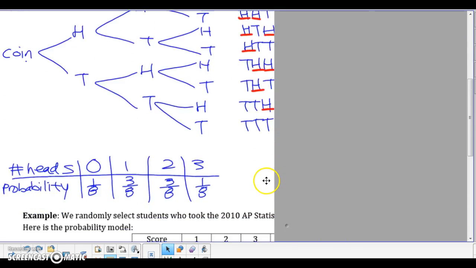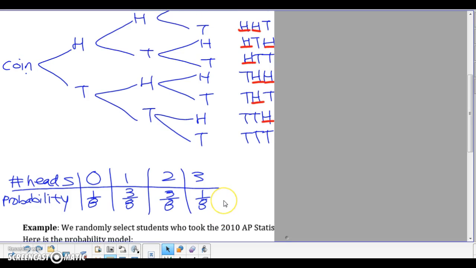So my probability model is going to look like this. Remember, a probability model includes all of your possible outcomes as well as the probability of each of those outcomes. Both the 0 and the 3 had exactly 1 out of the 8 branches, which is why the probabilities are 1/8. And the 1 and the 2 had 3 out of the 8 branches, which is why both of those probabilities are 3 out of 8. So that's the second part, which is I'm going to make a probability model.